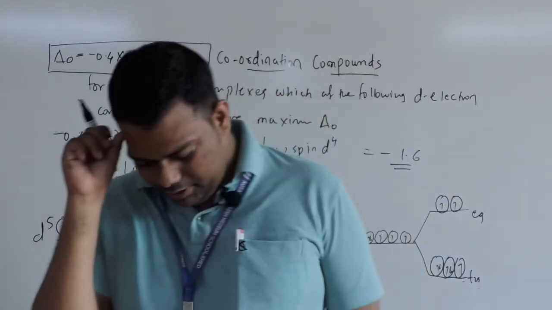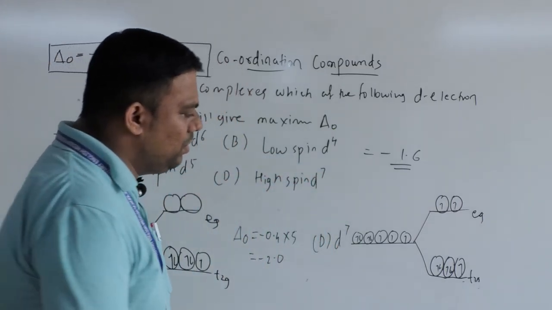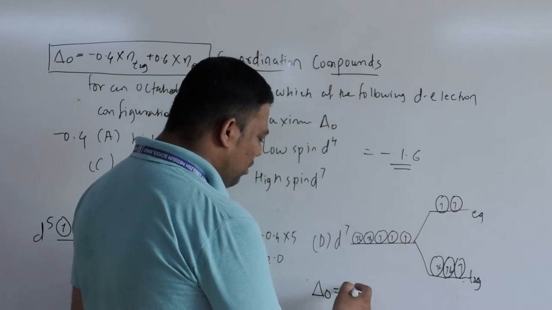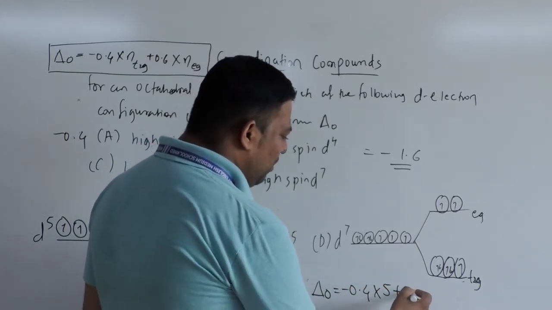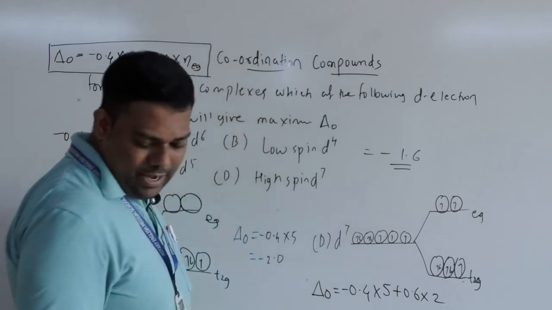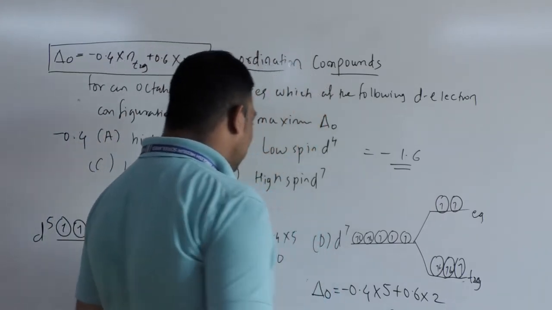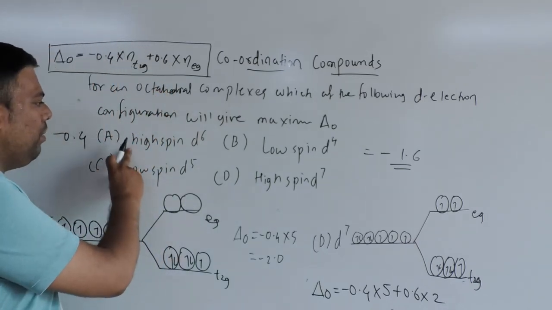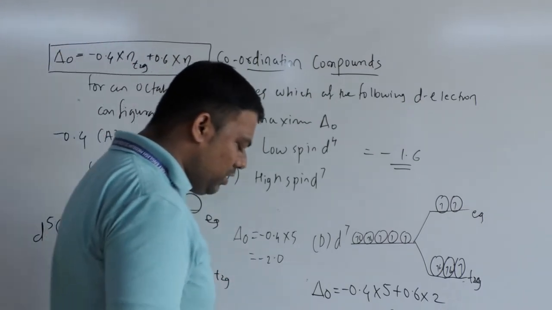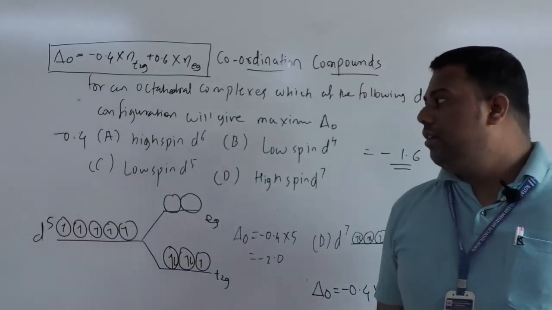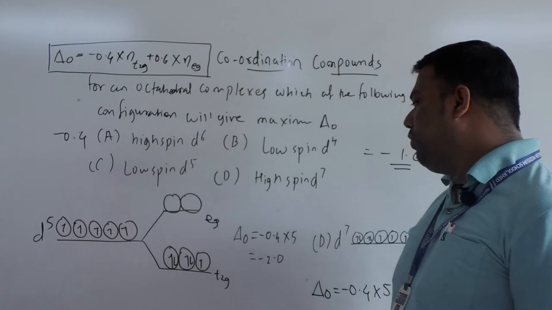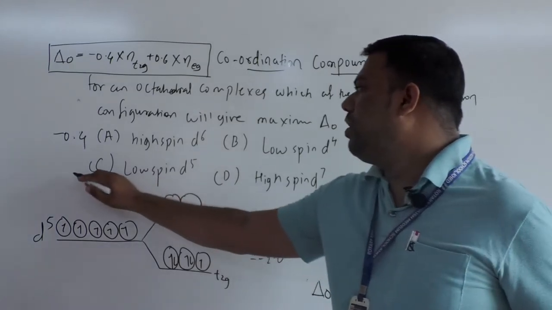I hope you understood this. Now upper side 2 and lower side 5. So del O is equal to what? -0.4 into 5 plus 0.6 into 2. Then you will get your answer, something like -0.8 after solving this. Now we can observe here -0.4 for option A, for option B -1.6, for option C -2.0, and for option D -0.8. So which option will be correct for your question: which of the following d electron configurations will give maximum del O? We have to check the magnitude here. So your option C is correct.